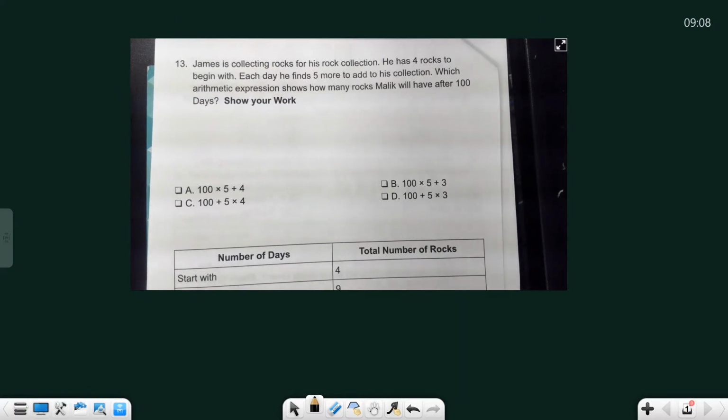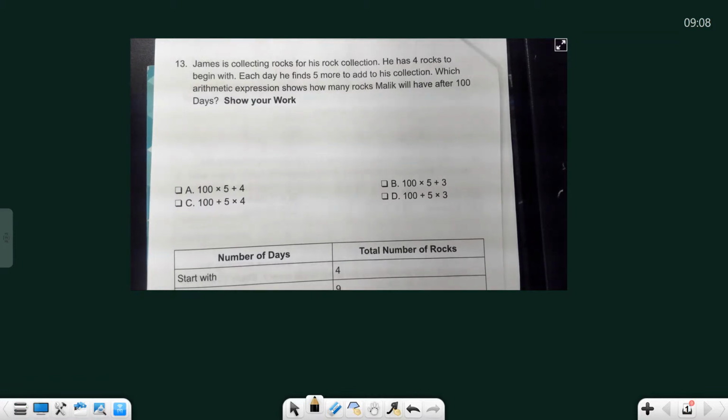James is collecting rocks for his rock collection. He has 4 rocks to begin with. Each day he finds 5 more to add to his collection. Which expression shows how many rocks Malik will have after 100 days?